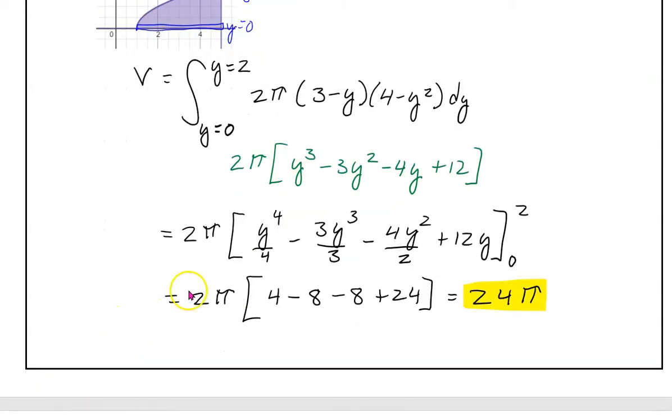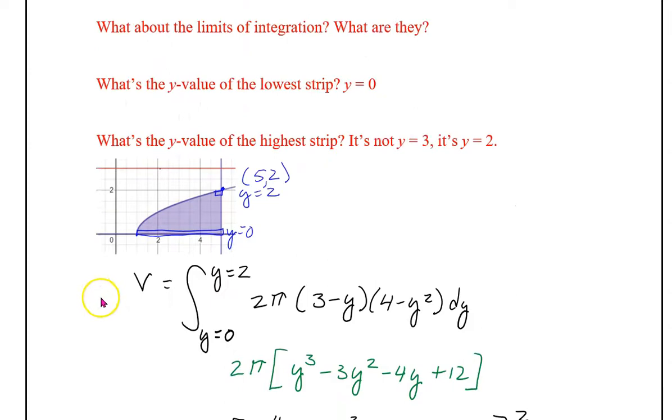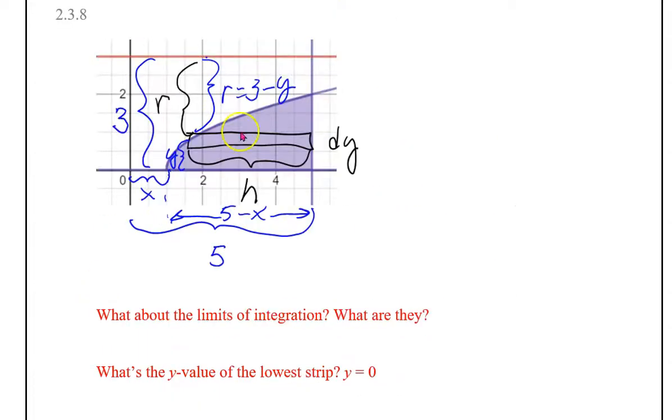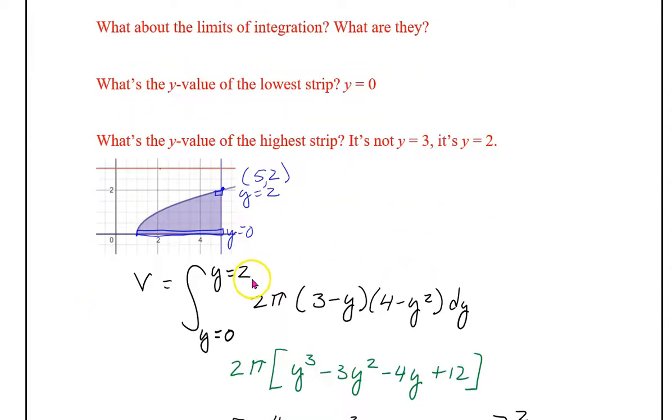In this particular case, we end up with the following. When you evaluate the integral, you should end up with 24 pi. You may want to go back and check. I think I may have mistakenly written 5 minus y on the integral, and it should have been 3 minus y, which is the radius value. Make sure that I didn't make that mistake.